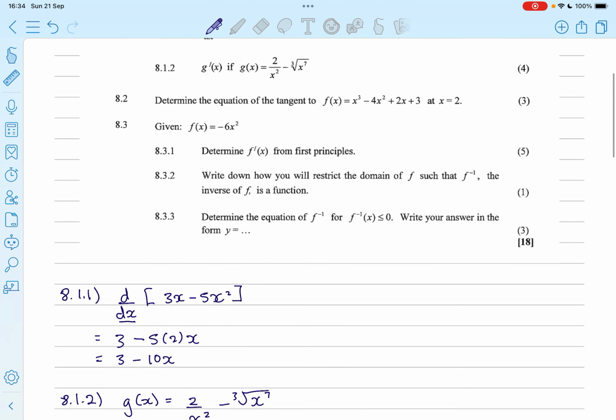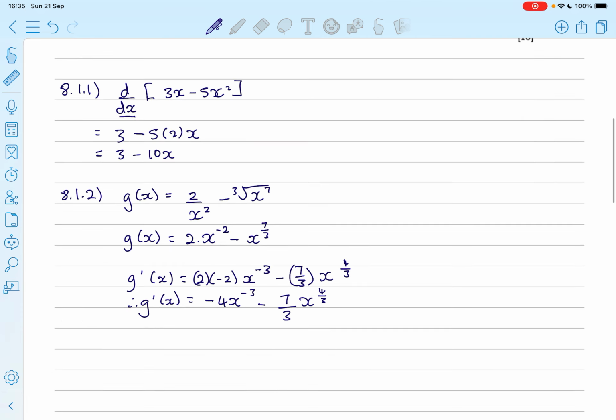Okay, moving on to 8.2. We've been asked to determine the equation of the tangent to our function at the point where x is equal to 2. So the relationship between curves and tangents is that they have the same gradient. And we can get the gradient of a curve by taking the first derivative at that specific point. So let us do that.